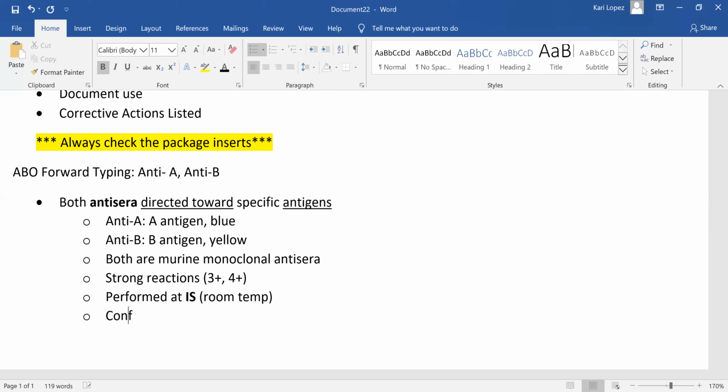Now your confirmation for forward typing is going to be to check for ABO antibodies, which is your reverse typing. So right now you're looking for your unknown antigen. So your confirmation is going to be to check for ABO antibody, which is your reverse typing or reverse grouping.